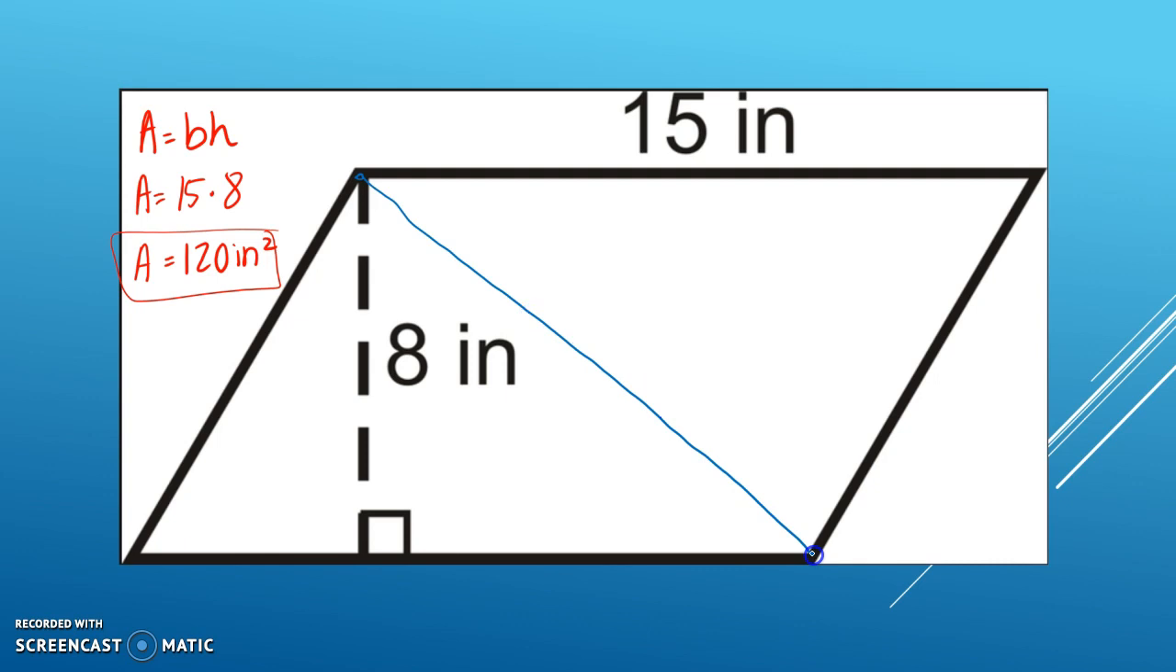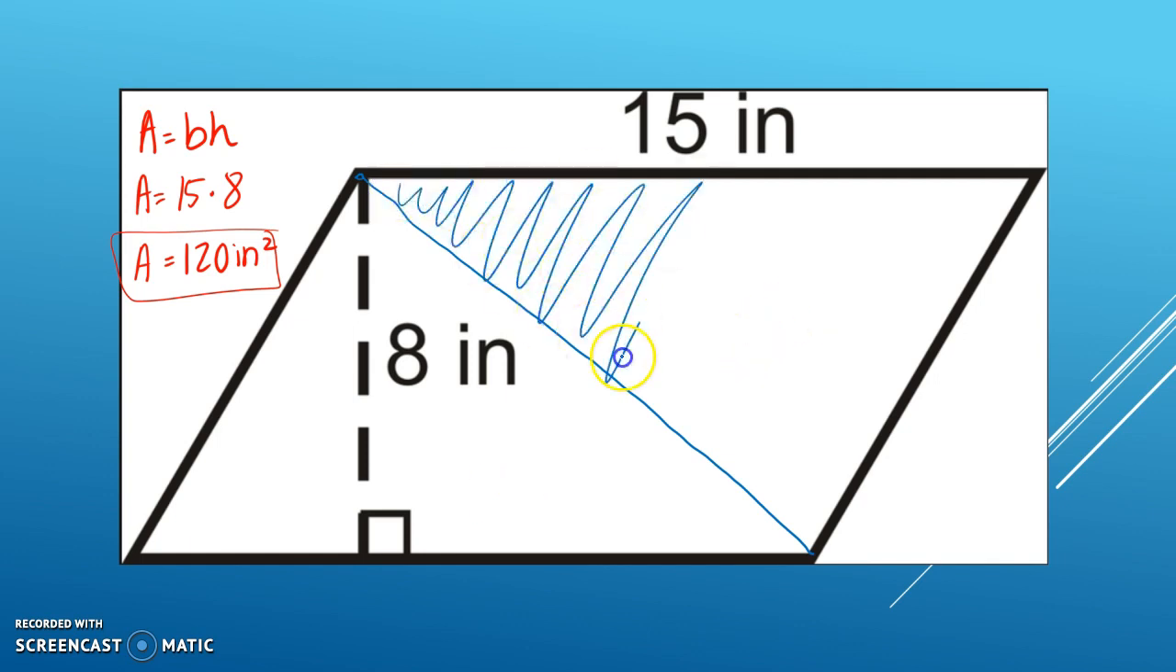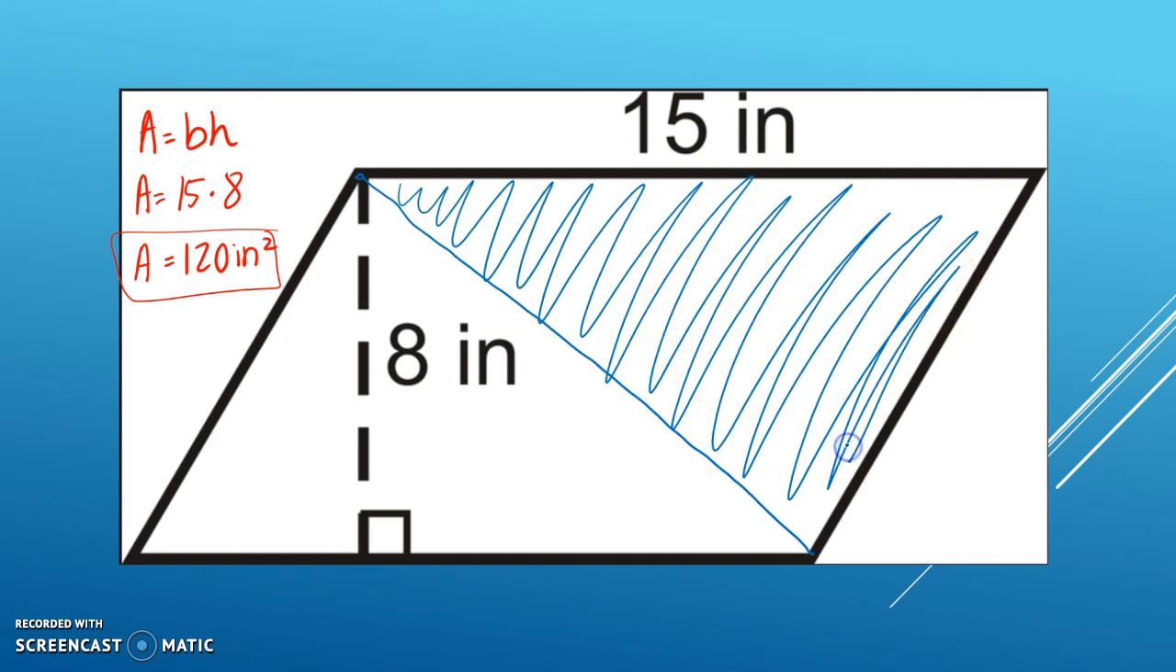to the other corner, we've now split that parallelogram in half. And what we've created now are two separate triangles. Here's one triangle that I'm coloring in, and then the same triangle on the other side. So we've taken this parallelogram and split it into two. We've divided it by two, cut it into two pieces.